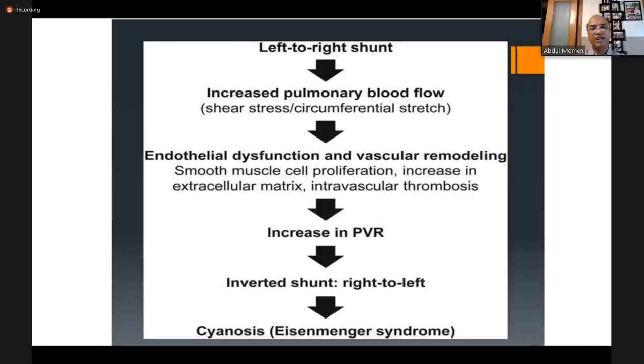Left to right side, increased pulmonary flow, endothelial dysfunction, and vascular remodeling, smooth muscle proliferation, increase in the PVR, inversion of shunt, right to left, cyanosis, Eisenmenger syndrome. So, what is the change in the pulmonary circulation? Endothelial dysfunction and vascular remodeling, smooth muscle cell proliferation, increased extracellular matrix, intravascular thrombosis, all produce the increased pulmonary vascular resistance, inverted the shunt right to left, and the cyanosis, Eisenmenger syndrome.